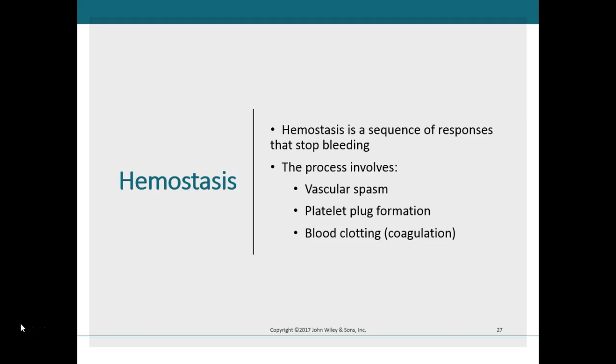Hemostasis is the stopping of blood loss. Don't confuse this with homeostasis. Remember, homeostasis is maintaining balance. Hemostasis is a sequence of events that stops bleeding.